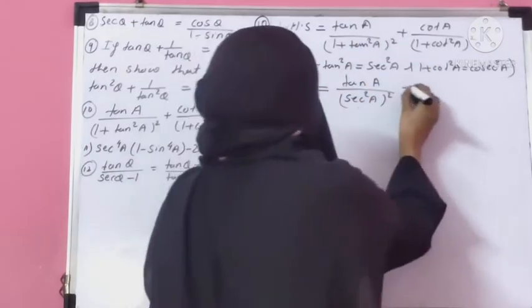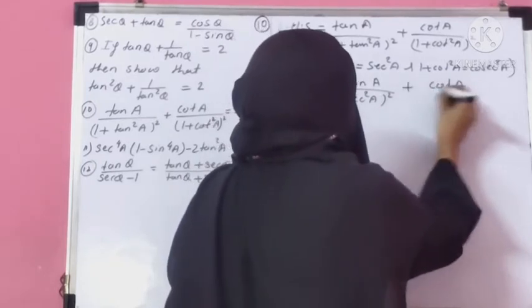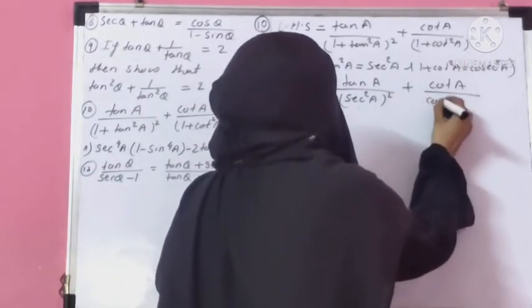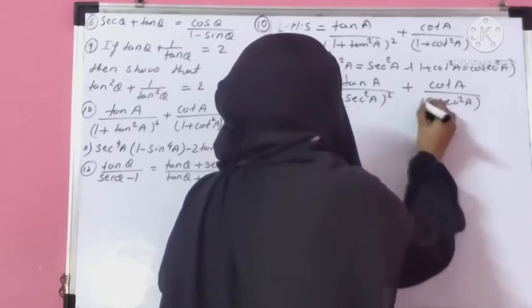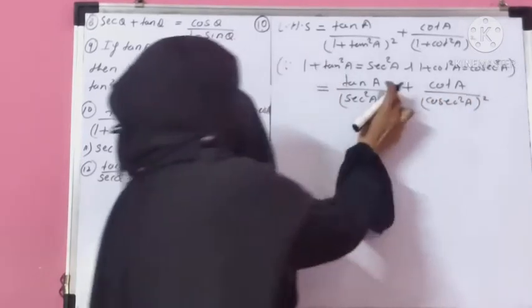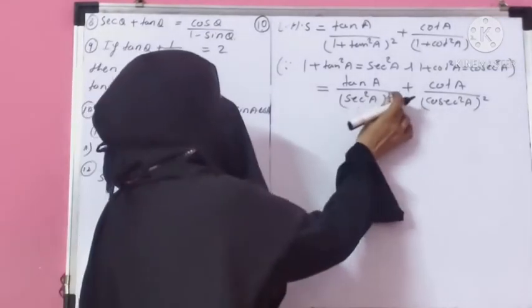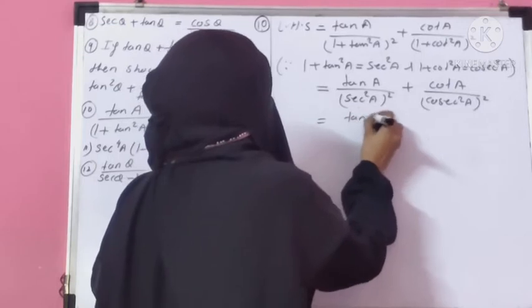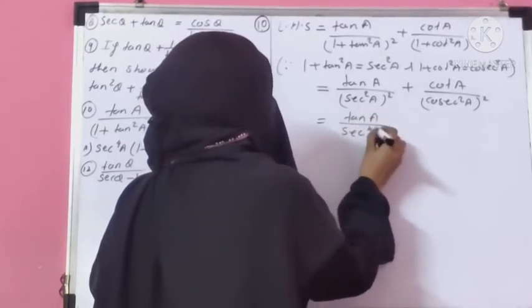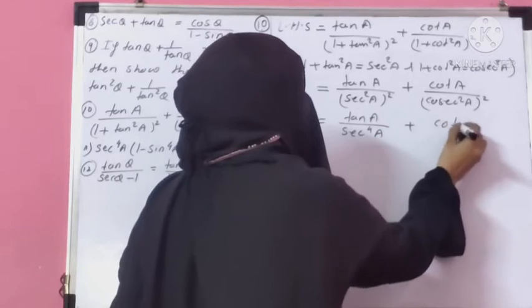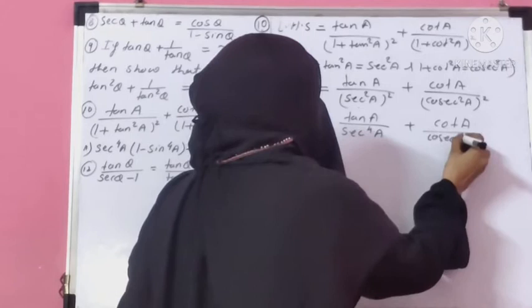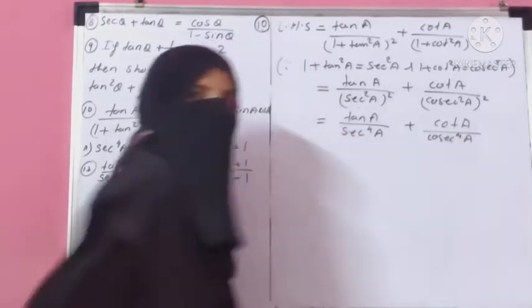Now plus cot A upon 1 plus cot square A, that means this part. 1 plus cot square A is cosec square A, so it is cosec square A whole bracket square. Now square is power 4. Sec square A whole bracket square, so sec raised to 4A. So the next step is tan A upon sec raised to 4A plus cot A upon cosec raised to 4A.